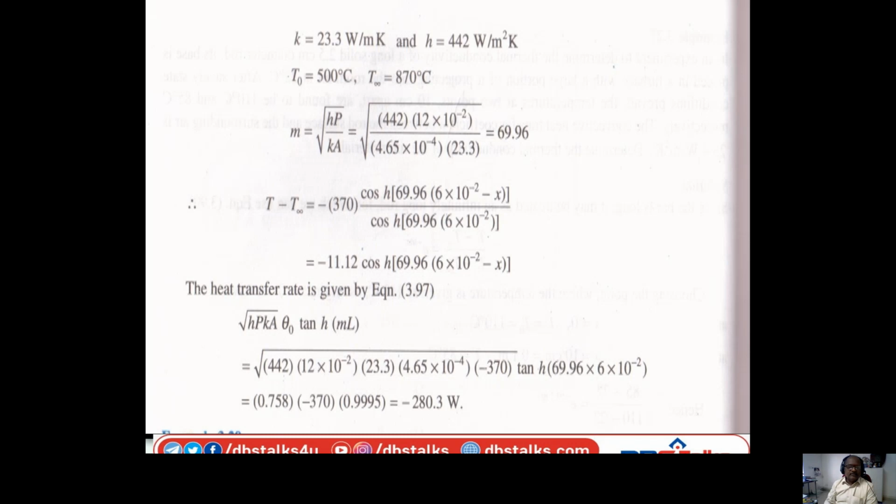Next, he is asking to find out heat transfer. Heat transfer Q is nothing but square root of hP kA into theta naught into tanh mL. This is a hyperbolic function, so for this hyperbolic value you have to use a calculator. If you substitute all the values in this equation, you can find out the respective heat transfer of an insulated fin. Like this you can do.